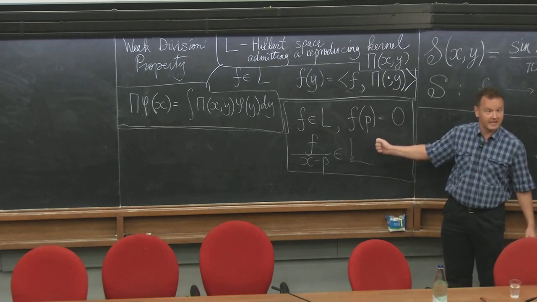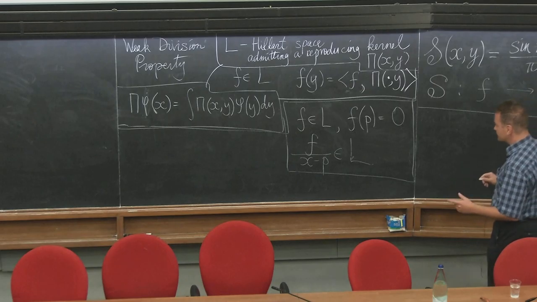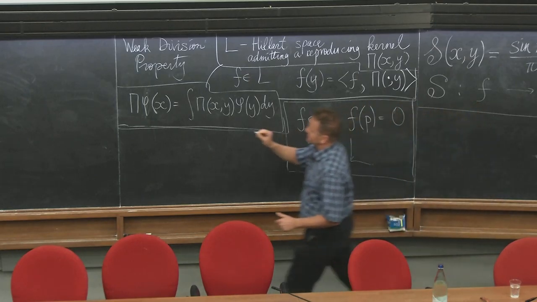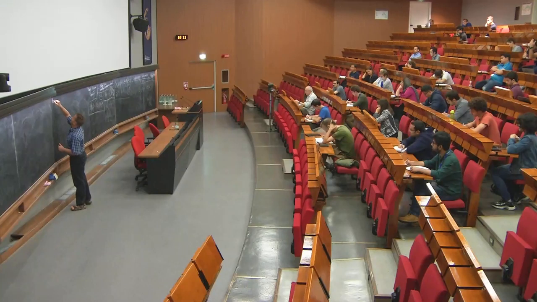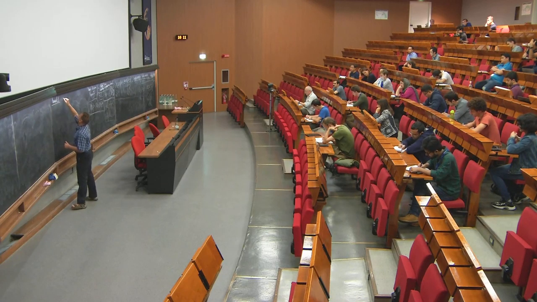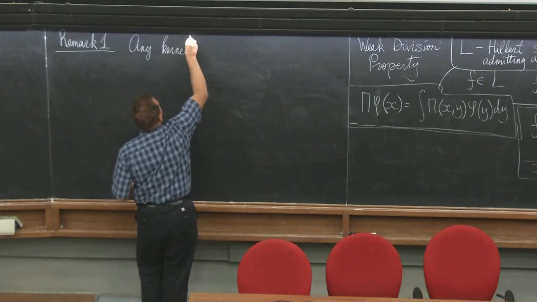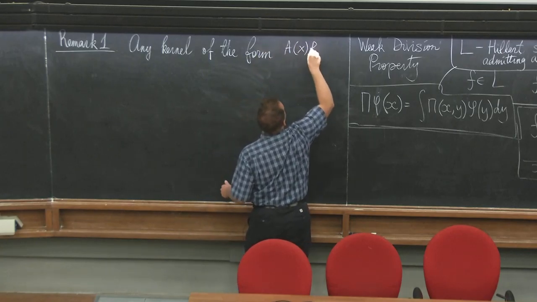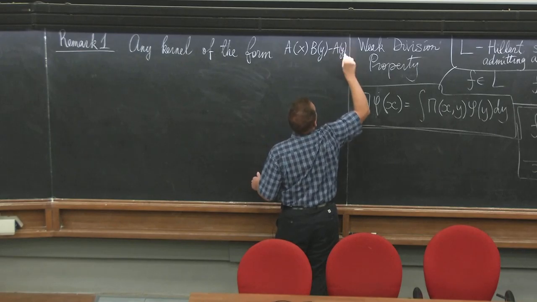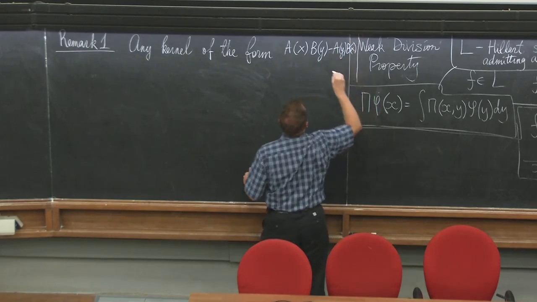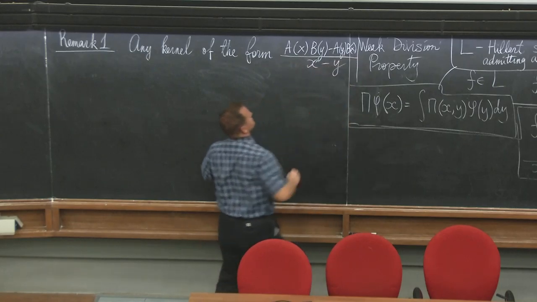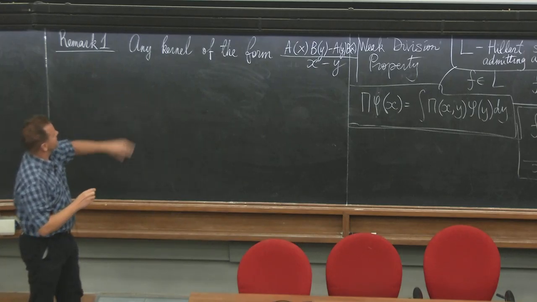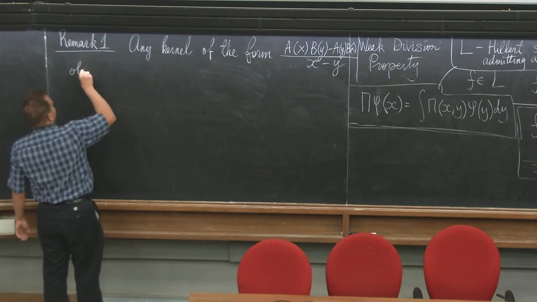So, and this is proved for the sine kernel. But in fact, it is possible to prove this property. So any kernel, so let me make it a remark. Remark one. Any kernel of the form A of x, B of y. So I will call it integrable form, even though the word integrable form is used in more general context. It goes back to the work of Izergin, Korepin, Slavnov, but I will use it in this specific setup. So any kernel of this form, of integrable form, obeys the weak division property.